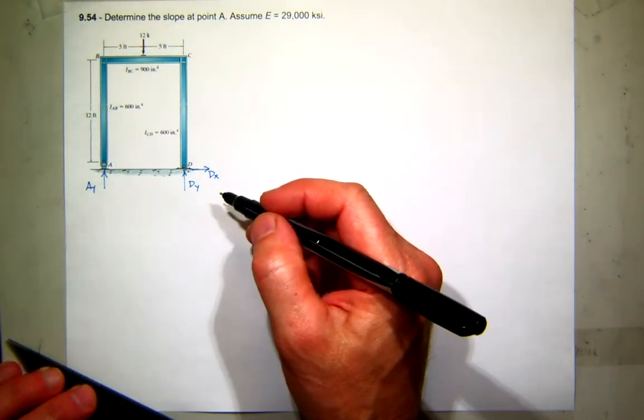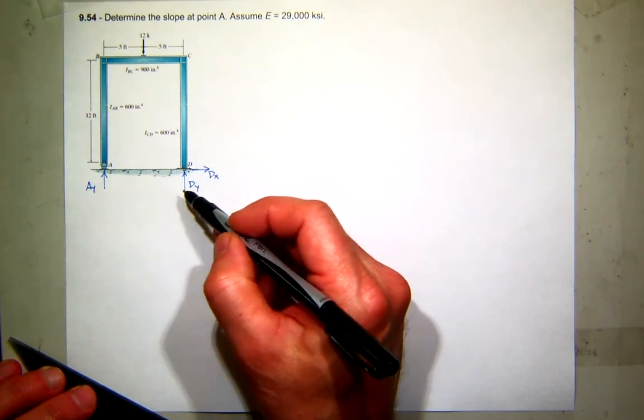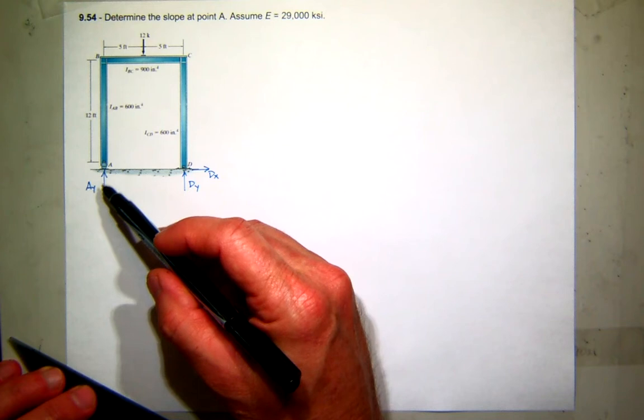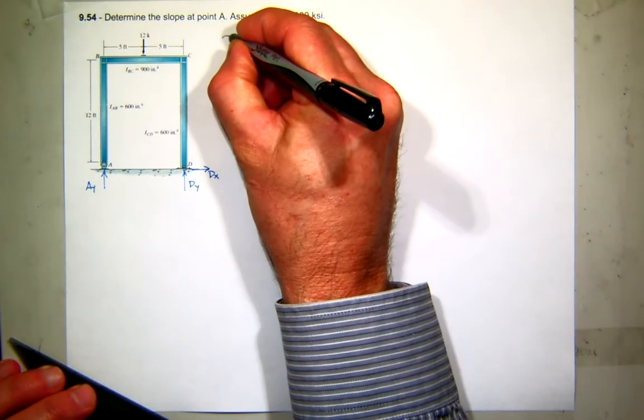So what I'm going to do first is sum moments about D. That would eliminate Dx and Dy, and I should be able to find Ay in terms of the load. So let's start up here.